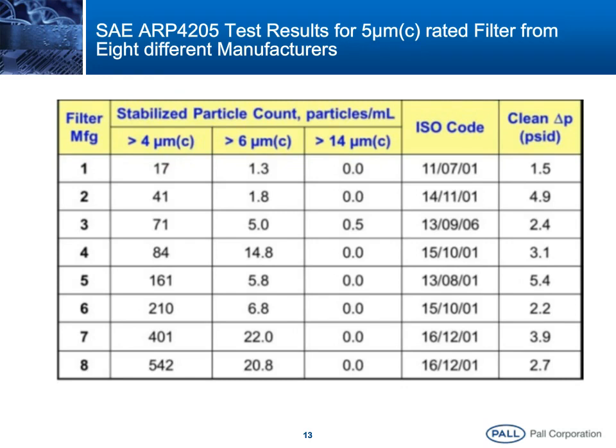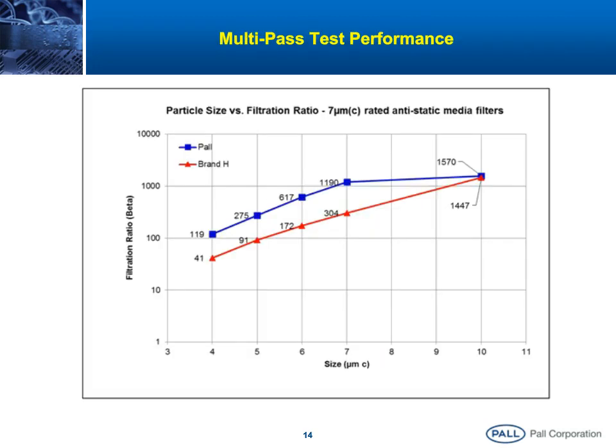This data shows how well the SAE test can differentiate between filters that were rated as equals by the multi-pass test. Here is some more test data for filters from two manufacturers tested by the multi-pass test. These filters are made with 7 micron rated anti-static media.